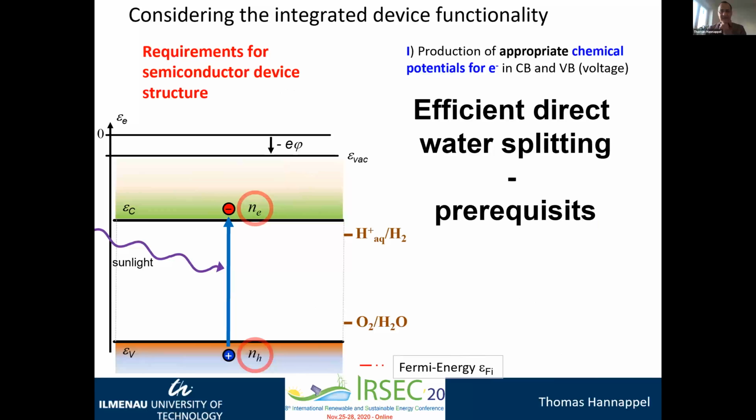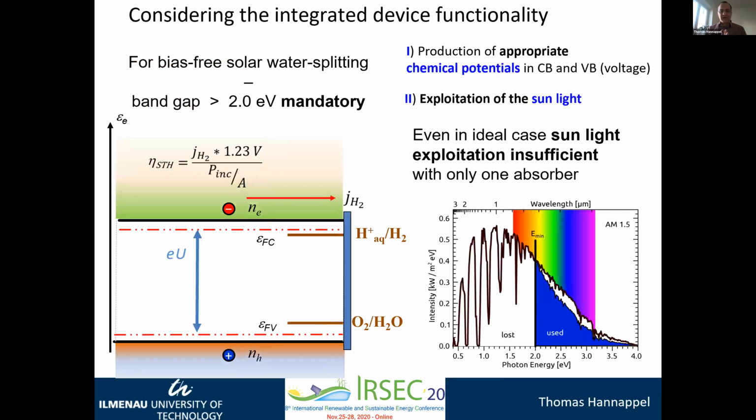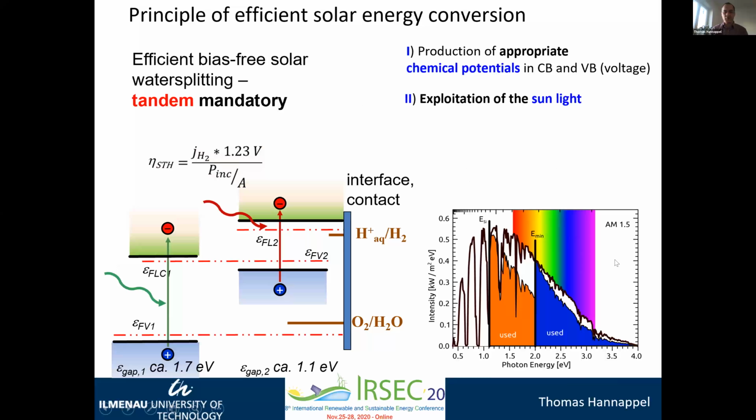So to look at this again at the semiconductor band diagram, we see if we use just one absorber material, one junction, then we can just exploit a small part of the solar spectrum, which you can see here. What do we need to do? We need to create a tandem structure. Since a tandem structure can have both, it can create enough voltage, as you can see here, and in addition, we can exploit the sunlight in the optimum way.